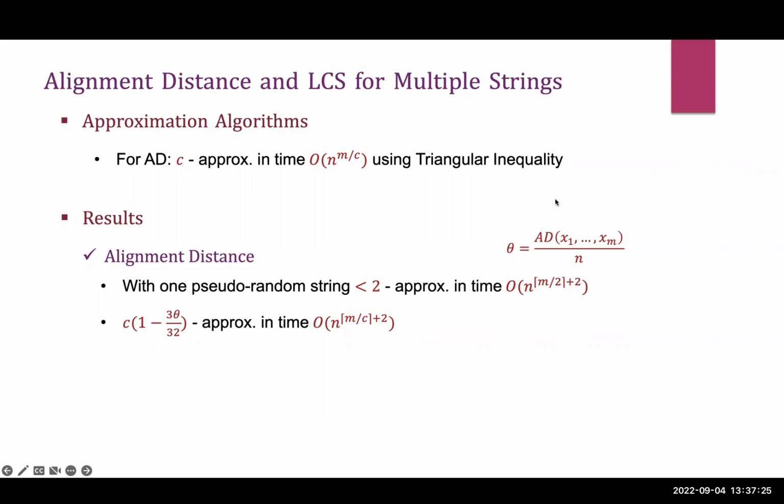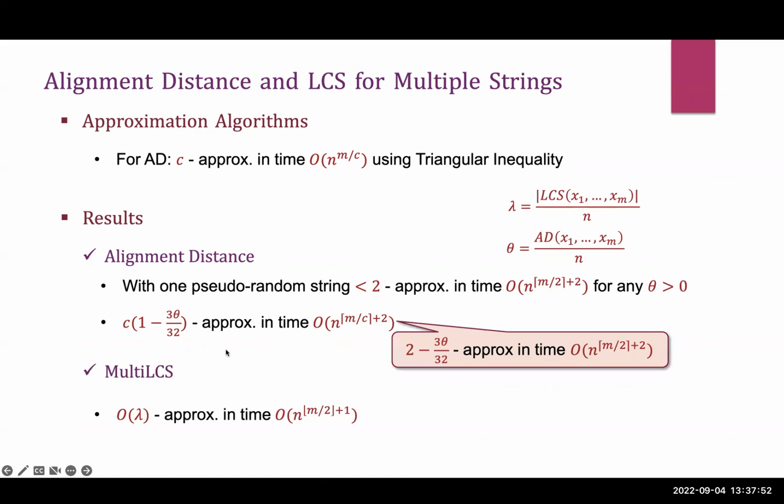So here you can see, if the alignment distance is large, let's say omega n, then this theta becomes constant. So if we take C to be 2, and theta is constant, then we can give a strictly below 2 approximation of alignment distance in time n to the power m over 2, provided, again, the alignment distance is large. This algorithm is designed using dynamic programming and some flavor of a counting argument.